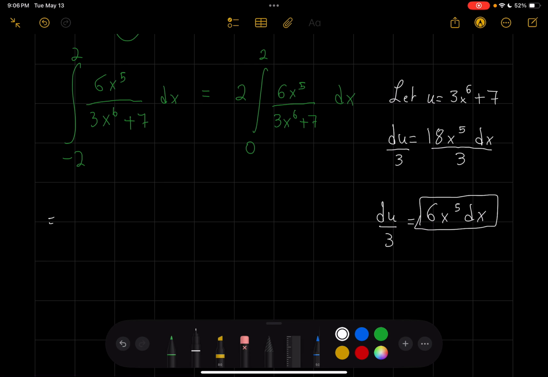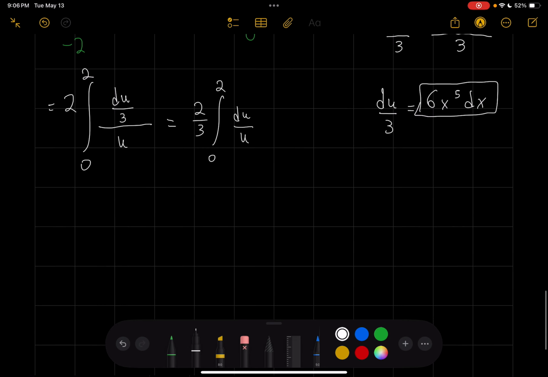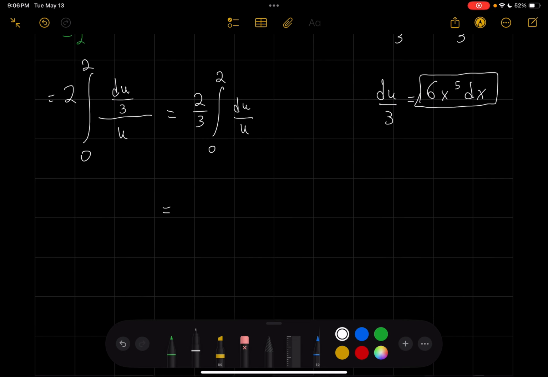So the integration is going to be 2 from 0 to 2. Instead of 6x^5 dx, I'm going to replace it with du over 3. And the bottom one, I'm just going to replace with the regular u, because over here there's no square root or anything, so it's just u. 1 over 3, take it out. So you're going to get 2 over 3 times the integration from 0 to 2 of du over u. Now du over u, as a rule, is ln u. So 2 over 3 ln u between 2 and 0.